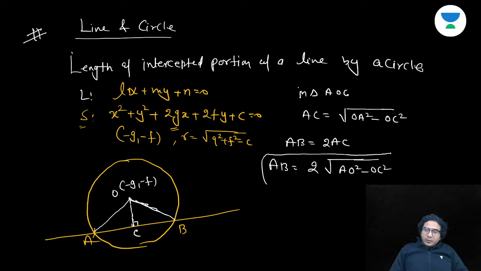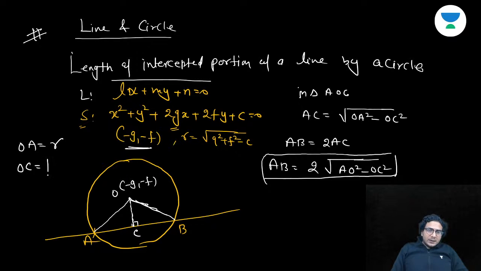I'll tell you how to write OA and OC. OA is nothing but the radius, which we know. And OC is the perpendicular distance of minus G, minus F from this line. And we know how to write perpendicular distance. Put this coordinate in the equation. So minus GL minus FM plus N divided by under root of L square plus M square. Is that okay?